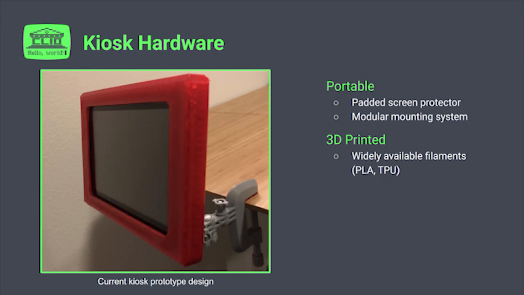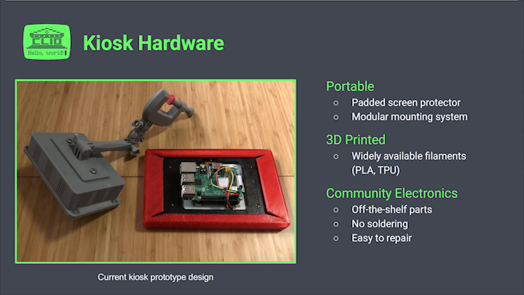Everything is 3D printed using really, really widely available and inexpensive filaments. All the filaments we're using are about $20 a spool, and you can print multiple kiosks with a single spool of both of these types of filaments. And like I said earlier, all the electronics we're using are community-oriented technologies. They're off the shelf. There's nothing that's required to be soldered. These are all introductory level electronics that are designed to teach people about computing and coding.